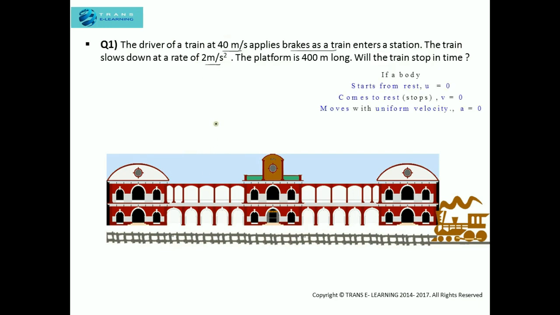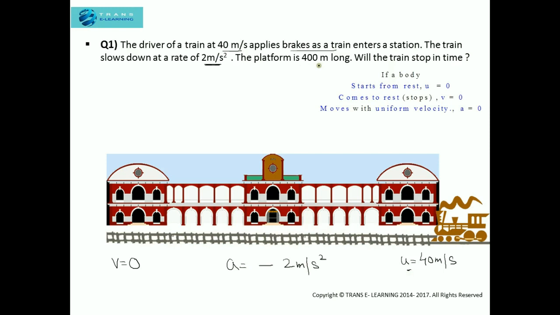So as per the question, if we consider these 3 points, then the initial velocity of the train is 40 meters per second because the driver applies the brakes as the train enters the station. On applying brakes, the train will eventually stop and the final velocity will be 0. And as the train slows down at the rate of 2 meters per second squared, the acceleration will be negative 2 meters per second squared. That is retardation, or what we call deceleration, because when applying brakes the train slows down.